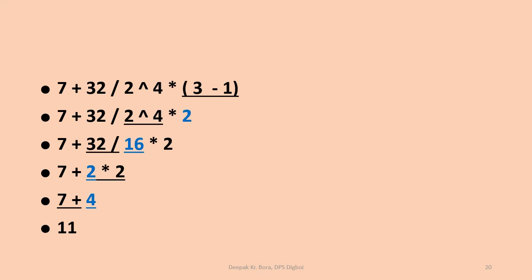Don't do 2 into 4. It is 2 into 2 into 2 into 2. That is, I am multiplying 2 four times. So it is 16. Next, in hierarchy in this expression, the third one is division. So I will divide 30 divided by 16. The answer is 2. Next is multiplication. So I will do 2 into 2, that is 4. After that, 7 plus 4, that is 11.